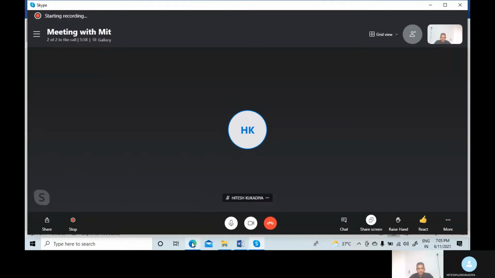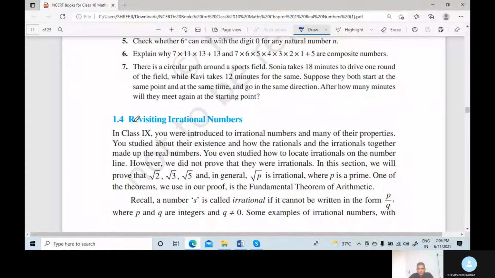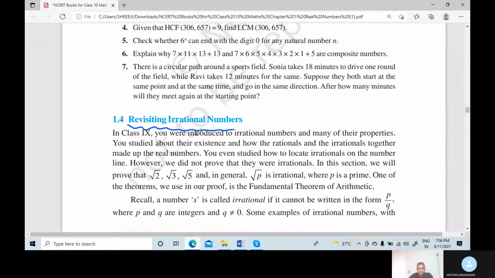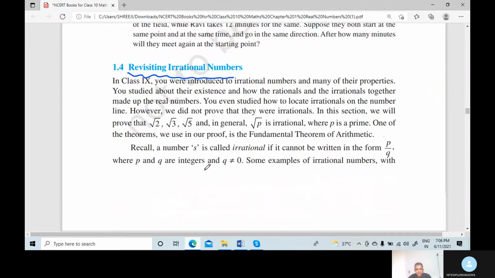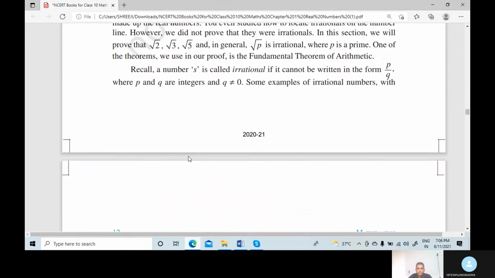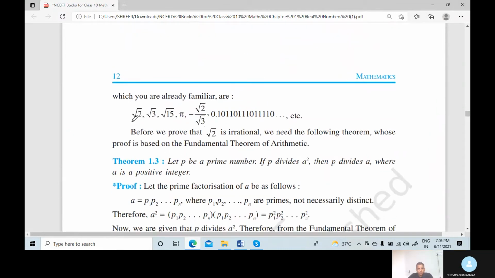Namaskar friends. In the last lecture, we discussed revisiting irrational numbers, right? Some irrational numbers are given here in our textbook. Look here: root 2, root 3, root 15, pi, minus root 2 upon root 3, and 0.10110111011110... etc. All are irrational numbers, right? This one is a non-terminating irrational number.